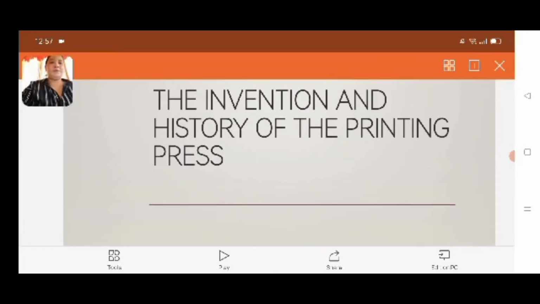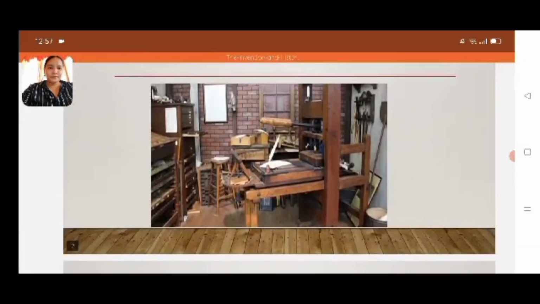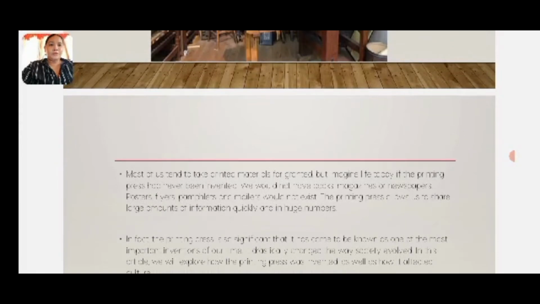The invention and history of the printing press. Most of the time it takes a lot of effort to print materials, but imagine life today if the printing press had never been invented. We would not have books, magazines, or newspapers. We would be posting or flying something and mailing fairs would do. The printing press allowed people to share large amounts of information quickly, and it's a huge number.